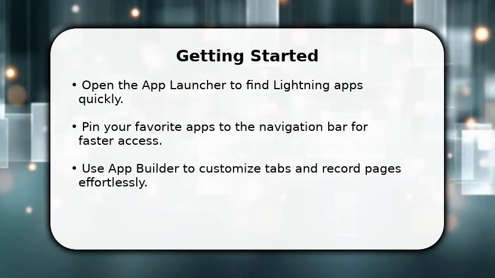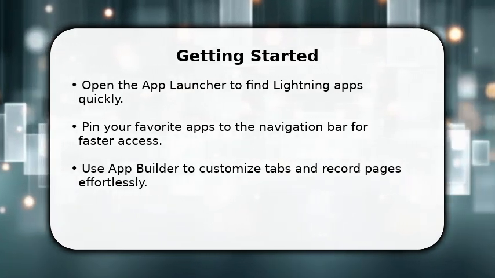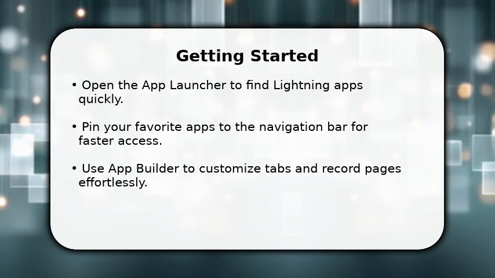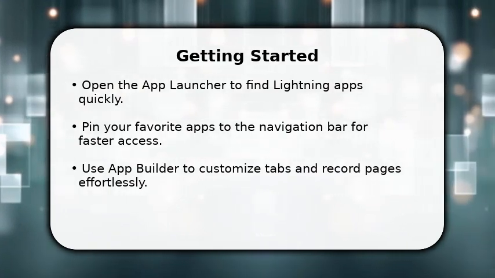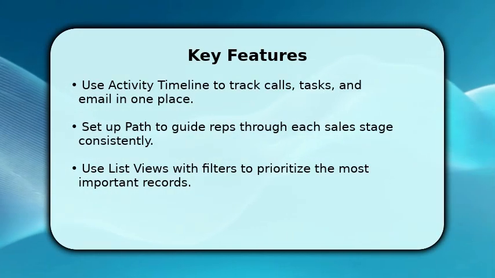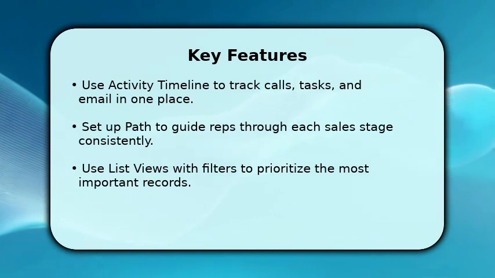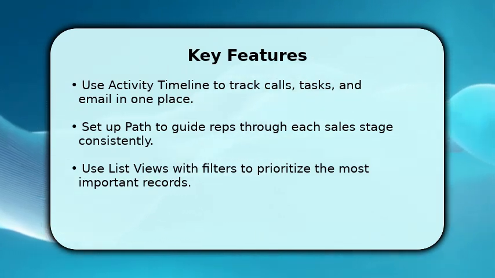Use the Lightning app builder to drag components into record pages and save layouts so your team sees the same clean view every time. Open a record and explore the activity timeline to see tasks, emails, and calls in one neat place. Configure Path to show key stages and guidance for each opportunity or lead.